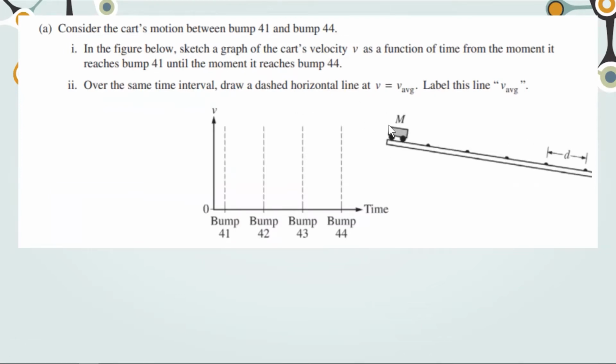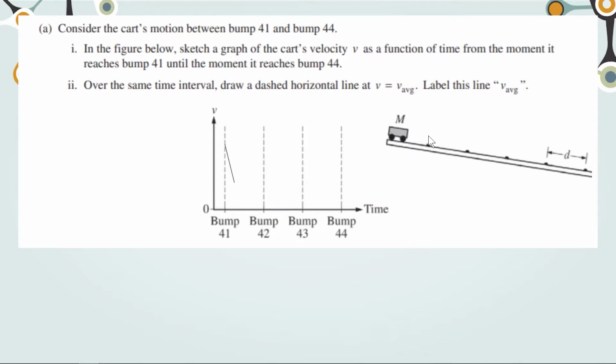Now, since our cart is going down these bumps, each bump would slow down the cart. And then as the cart keeps going down, it would speed up and then slow back down at the next bump. Let's start off with the bump. The bump means we slow down, so we will draw a sharp line going downwards as it's quite abrupt.